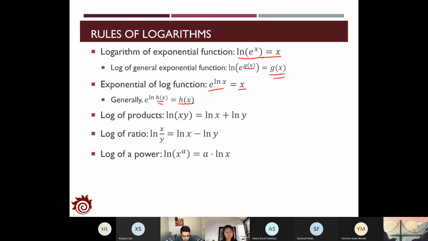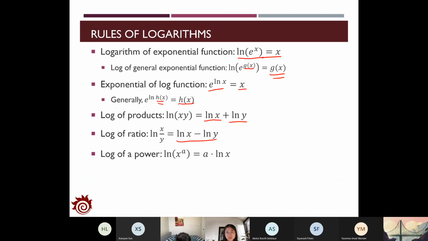And for the product of two variables x and y, ln of x times y will be ln x plus ln y. And similarly, if you want to find the ratio of x and y, you're going to have ln x minus ln y. So that's the beauty of the logarithms. It's able to change the product operations to addition and subtraction operations, and this will reduce the calculation complexity a lot.